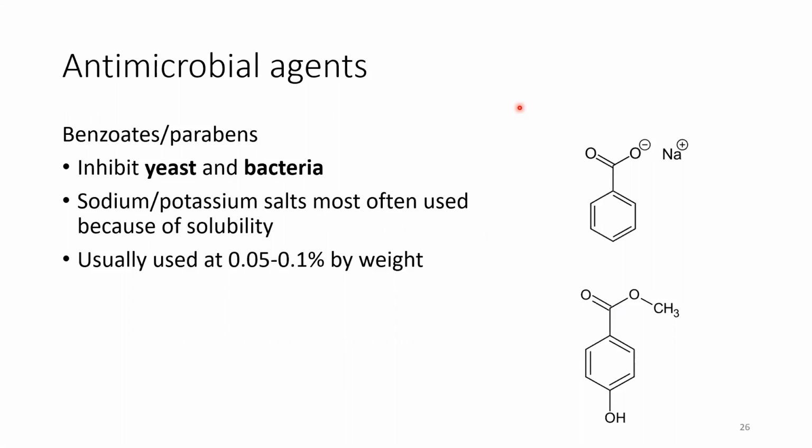Next, we have benzoates and also parabens. So these are similar type compounds. This top one would be a benzoate. This is benzoic acid, or this sodium benzoate. And then down here we have, this is the ester, the methyl ester version. This is a paraben. The methyl ester version is a paraben.